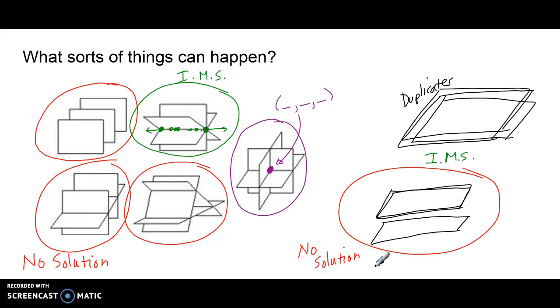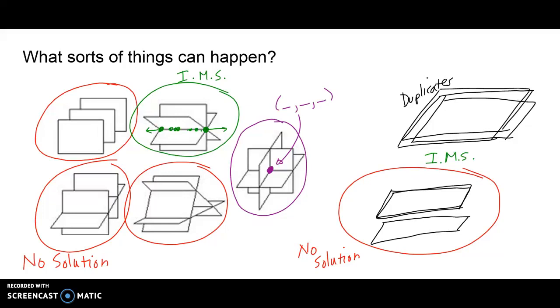Notice that the kinds of arrangements that are possible with three planes, there are way more possibilities here than back when we were talking about lines. With lines, there were only three things. There were parallel lines, duplicate lines, or normally intersecting lines. Here, we've got 1, 2, 3, 4, 5, 6, 7 different arrangements that are possible, some of which are no solutions, some of which are infinitely many solutions.